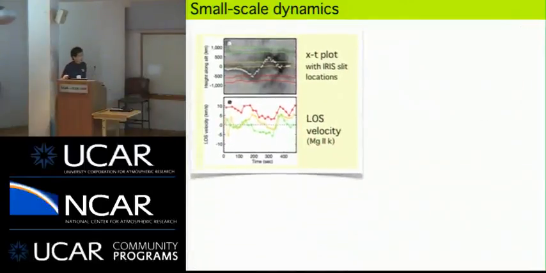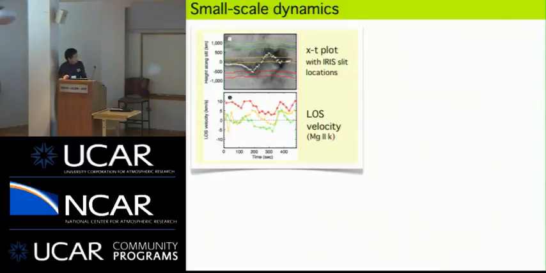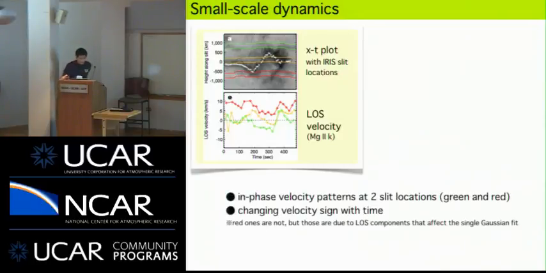Okay, and also from this panel again, we can derive two properties. One is changing velocity sign with time, so positive, negative, and positive. But I note that the red one is always positive, but this is because the line of sight components affect the single Gaussian fitting. And the second one is in phase velocity patterns at two slit locations at green and red, like this. Decreasing and increasing, like this.